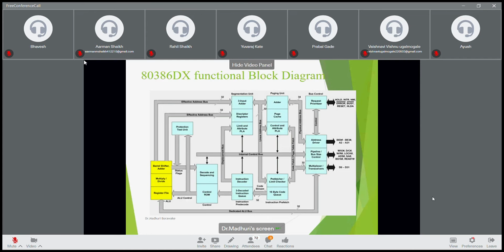Okay, now the bus interface unit. It communicates with the I/O, with the input output read operation.